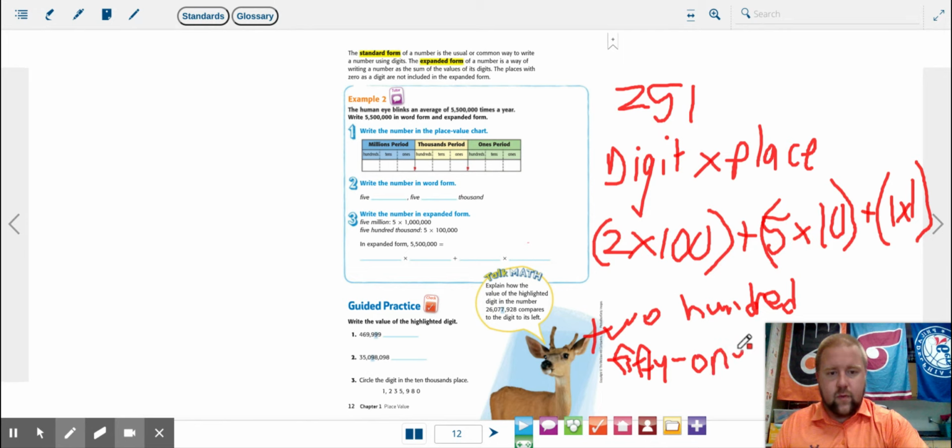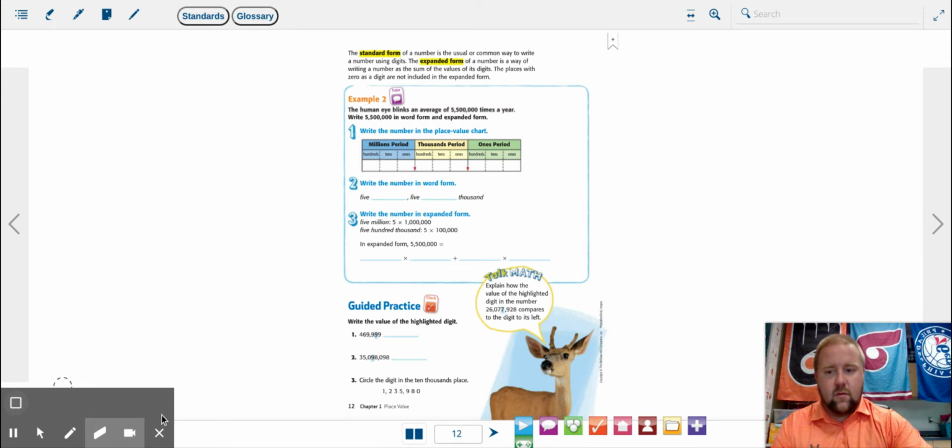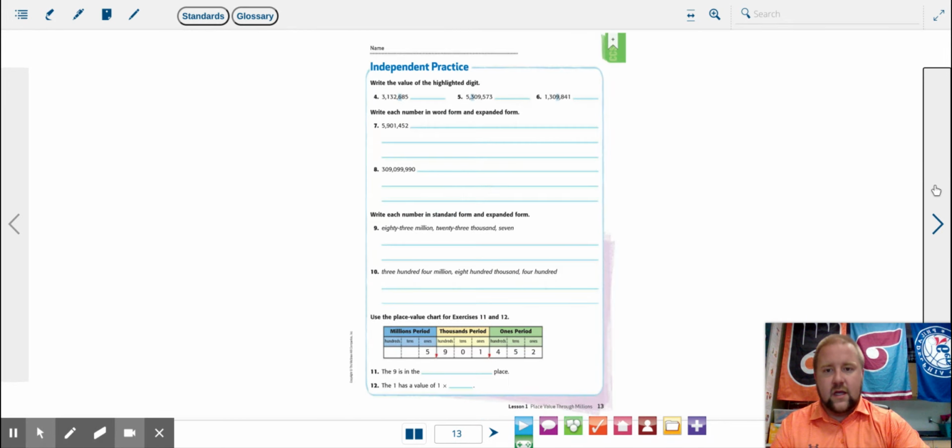Okay, so those are the big things that we're going to be talking about today: the digit, again, the place that it's in, and the value that the digit has. All right, we also are going to be talking about standard form, expanded form, and word form. So I'm going to erase our page, and I'm going to move us on to a little bit of practice here so we can take a look at some of these problems.